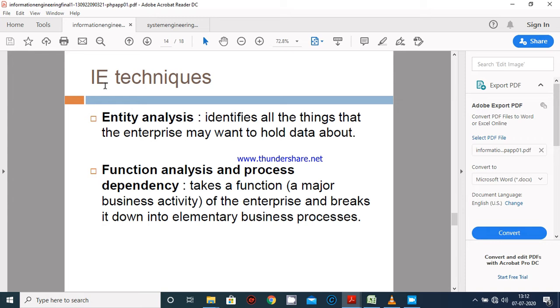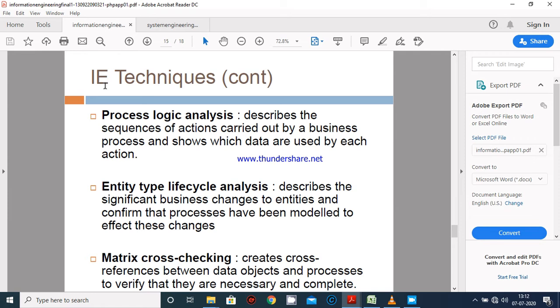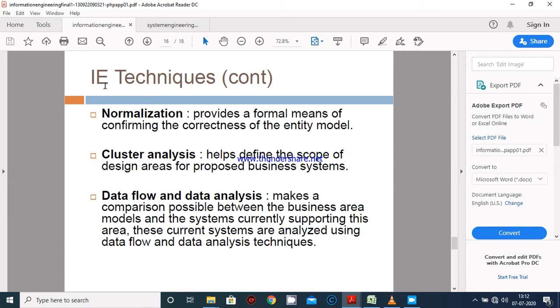The first technique is entity analysis, second is function analysis and process dependency, third one is process logic analysis, next one is entity type lifecycle analysis, next matrix cross-checking, next one normalization, next one cluster analysis, and the next one data flow and data analysis.